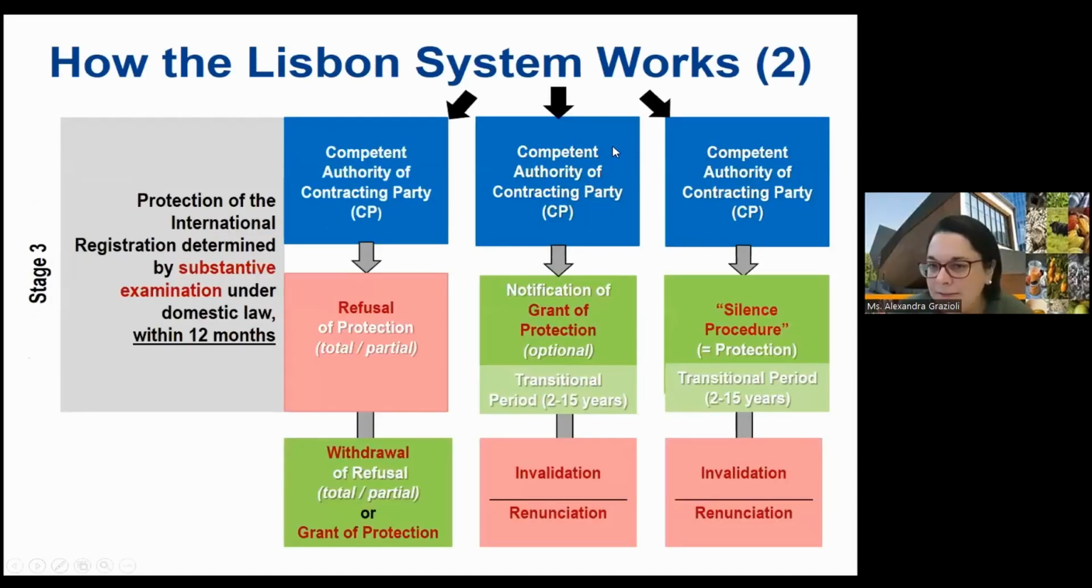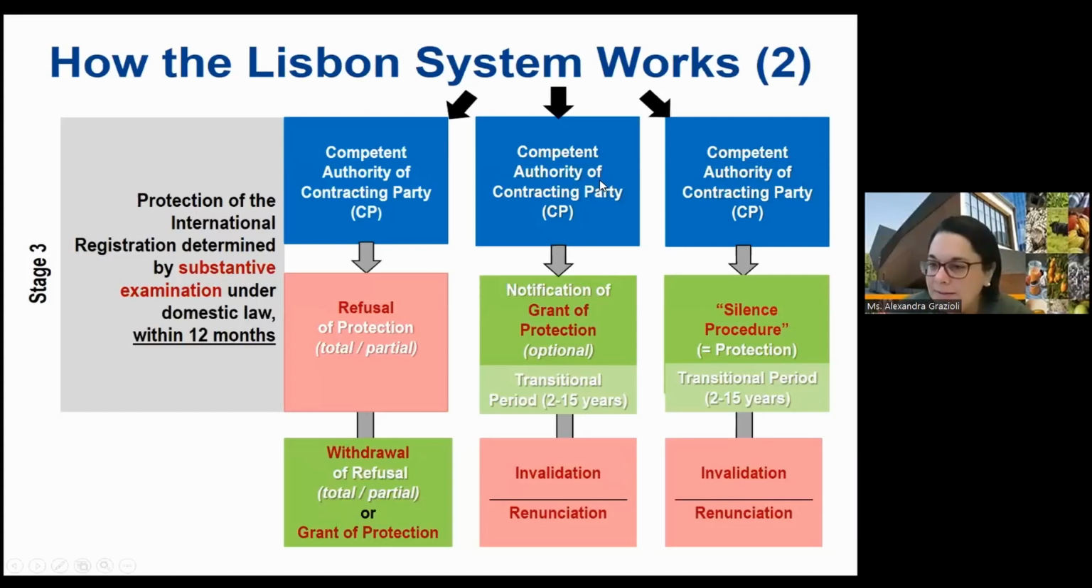Once a country receives that international registration, it has 1 year to examine, according to its national law, whether it can protect the geographical indication on its territory. If the country sees there is a problem, it can issue a refusal. The refusal should contain the reason for the refusal and also the legal means for the user of the GI to contest that refusal. And if the users of the GI have good arguments that convince the authority that issued the refusal that the GI can be protected, the authority can withdraw the refusal at any time.